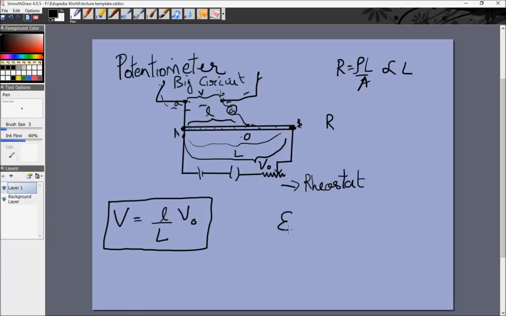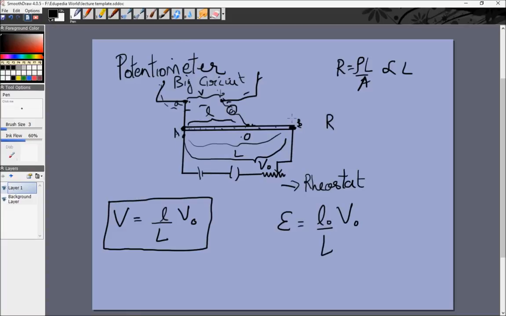So we'll have E is equal to L0 by L times V0. Now this battery E is a standard battery whose EMF we know. We can measure L0 and capital L, so we will be able to measure V0, which is the potential difference between capital A and capital B.